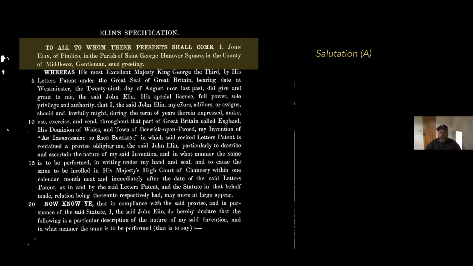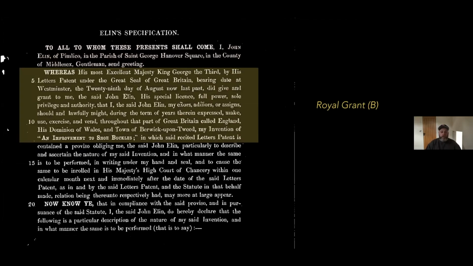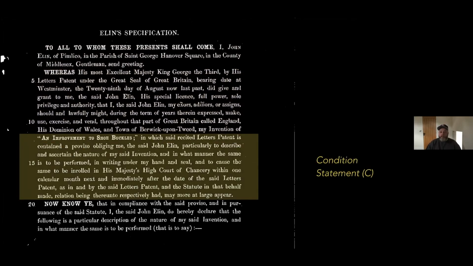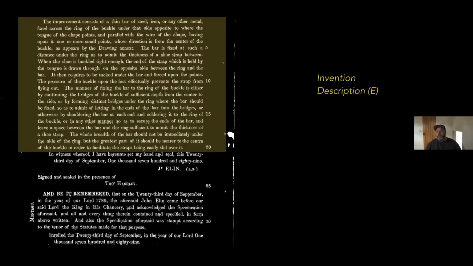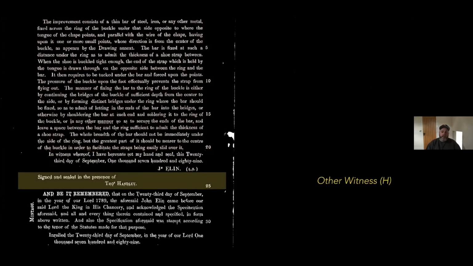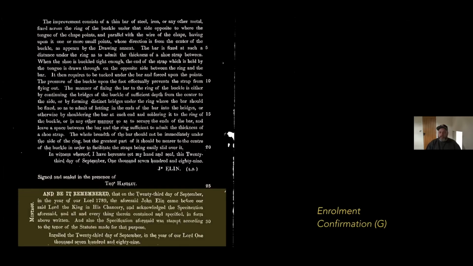They're not especially long, and here's how we broke this one down. We start off with this thing called a salutation. We then have the royal grant. So this is where he says that the royal grant has been assigned to him. We then have the condition statement, which tells you the conditions on this grant. We have the declaration that there's an invention that takes place. And then on the next page, we have the most important part here, which is the invention description. And then it's finished off with a witness, another witness, and then this enrollment confirmation.